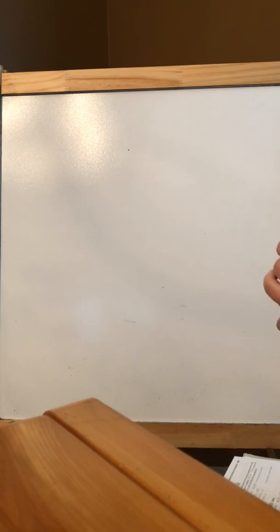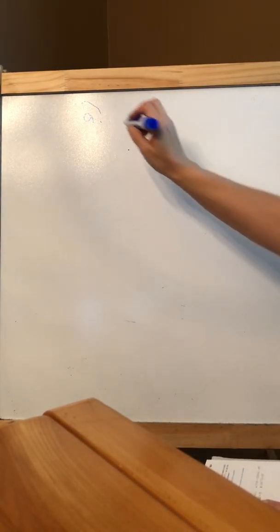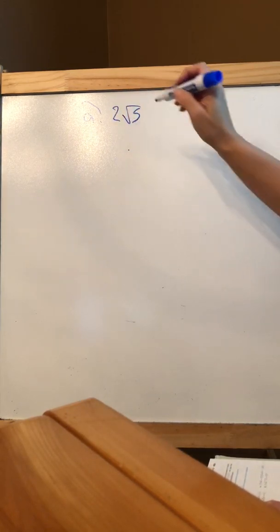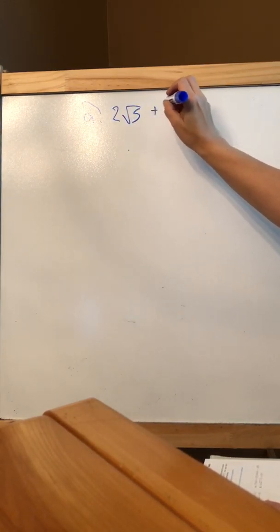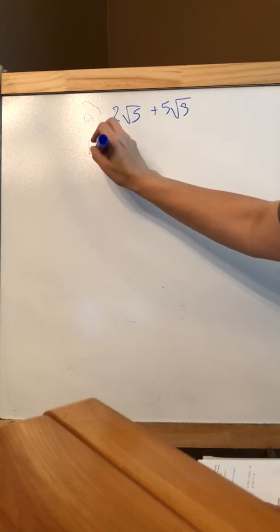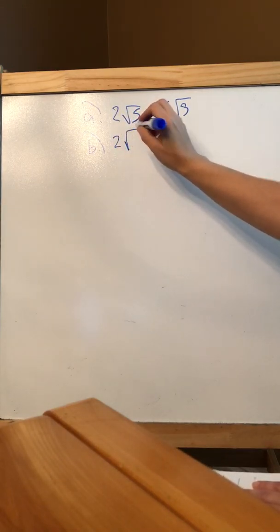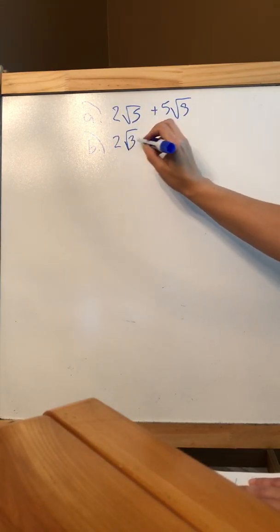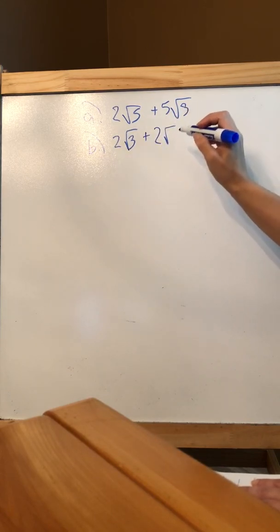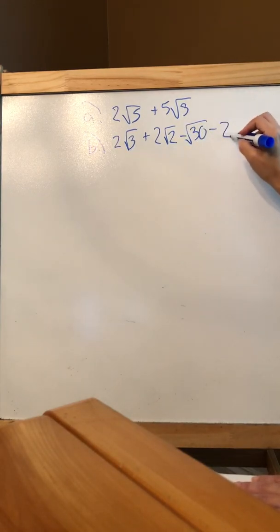All right, answers to A through F. A, you should get 2 times the square root of 5 plus 5 times the square root of 3. B, you should get 2 times the square root of 3 plus 2 times the square root of 2 minus the square root of 30 minus 2 times the square root of 5.